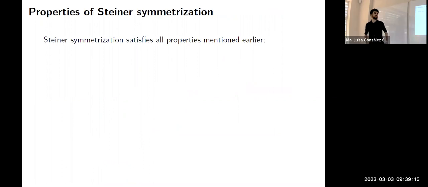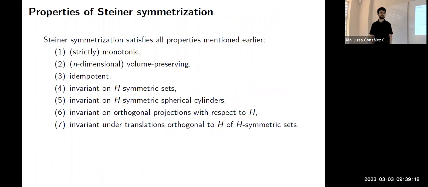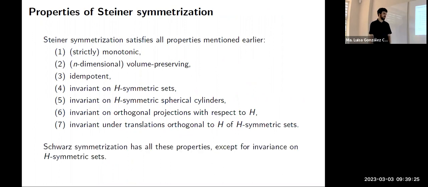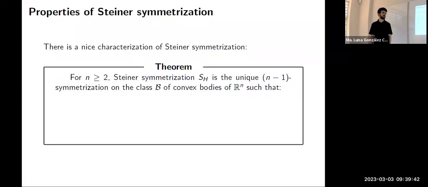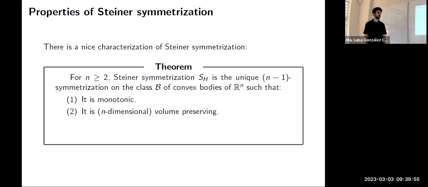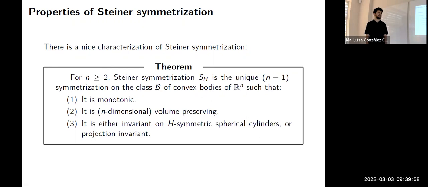So it turns out that Steiner symmetrization satisfies all properties that were mentioned earlier. And Schwarz symmetrization also has all these properties except for invariance on H symmetric sets, so that is a default property. There is a nice characterization of the Steiner symmetrization. It turns out that the Steiner symmetrization is the unique n-1 symmetrization on the class B of convex bodies of R^n such that it is monotonic, it is volume preserving, and it is either invariant on H symmetric spherical cylinders or projection invariant.